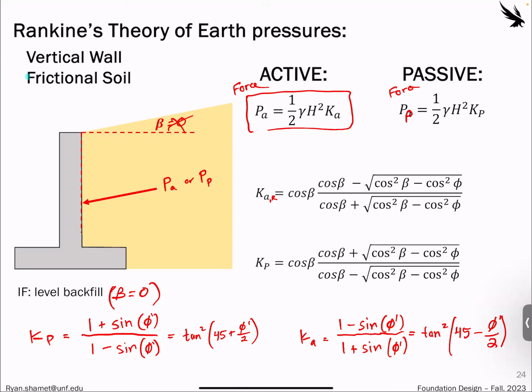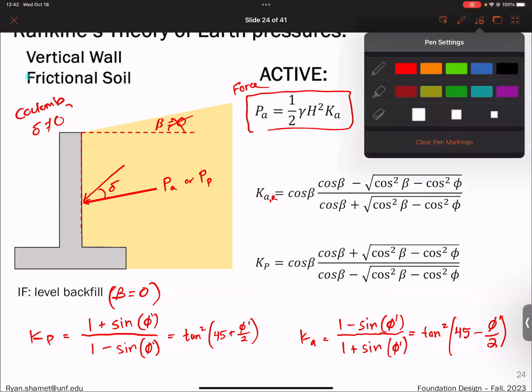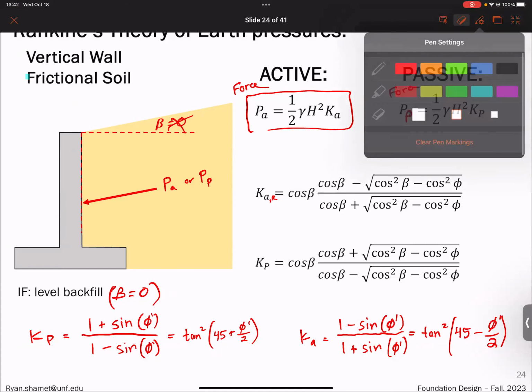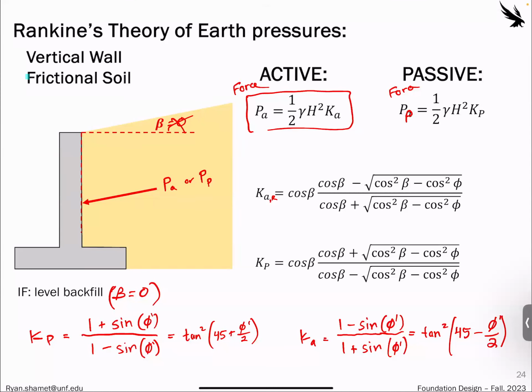So in Coulomb's analysis, there was included a delta value, which was offsetting here. Sorry, that delta value does not equal 0 in Coulomb's. So there was something there. That's one of the main differences between these two. So this is Rankine's analysis for a frictional soil only.